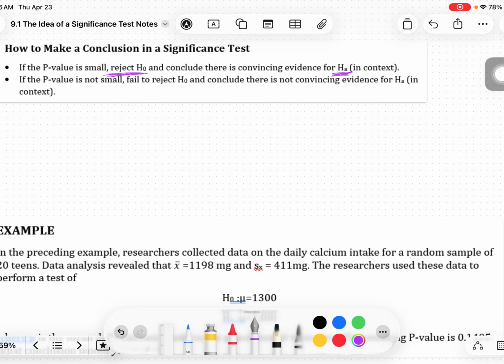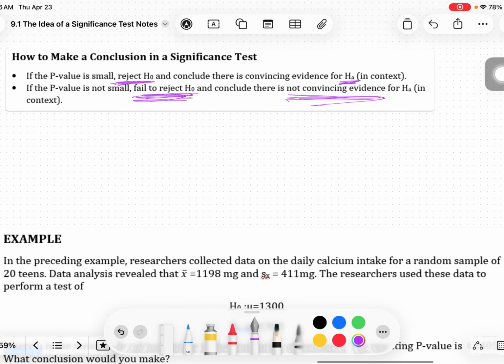If the p-value is not small, it's bigger, and we're going to set a benchmark, we call it a critical value, for how we decide small or big. If it's bigger than that, then we would fail to reject, and this is the language we want to use. We never want to talk about accepting the null hypothesis. We just don't have enough evidence, not convincing evidence, that the alternative is true.